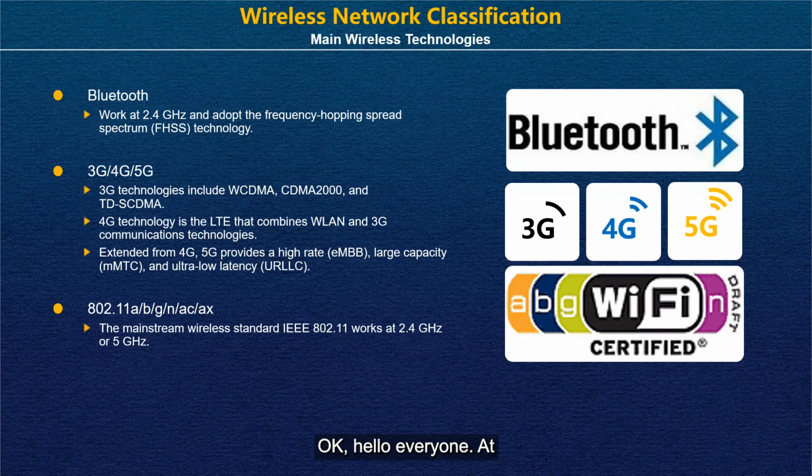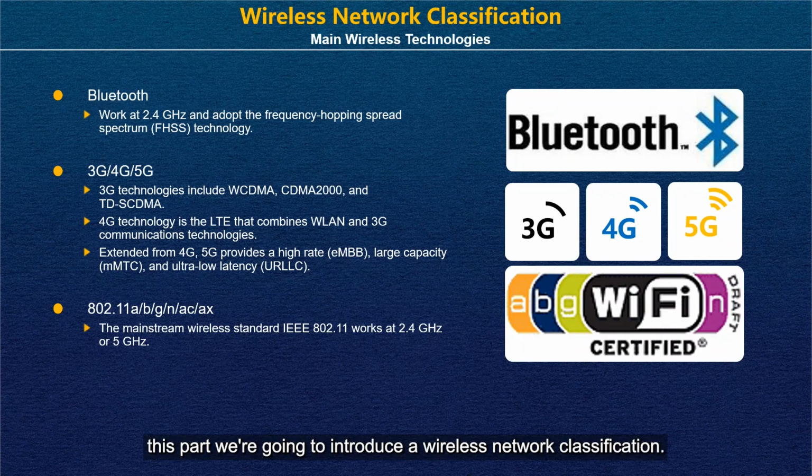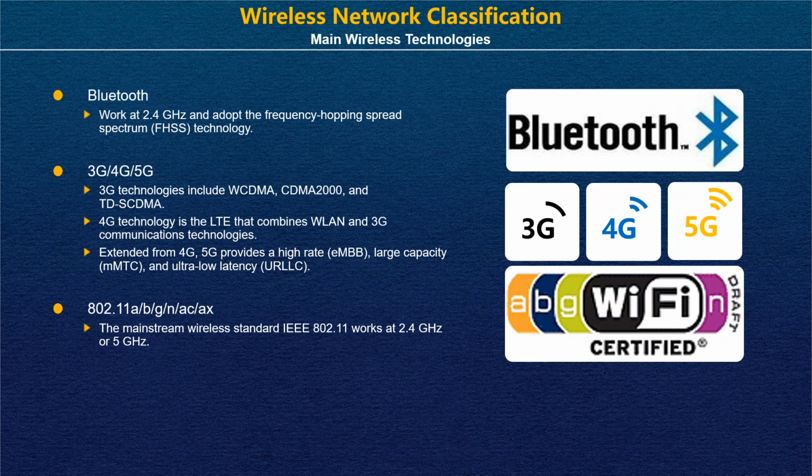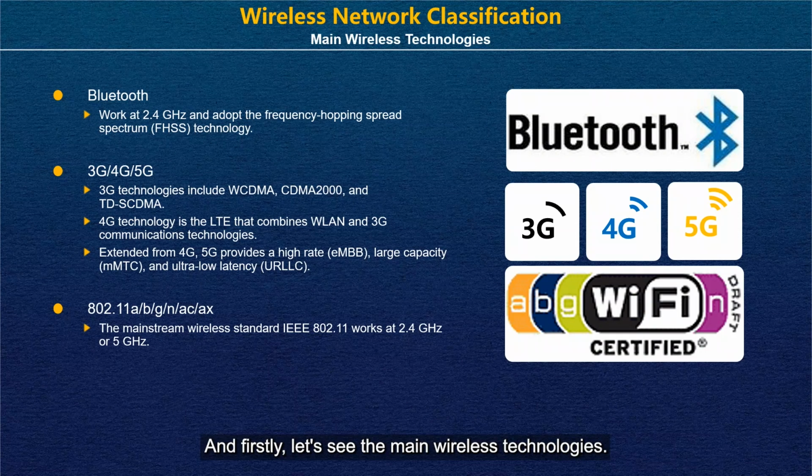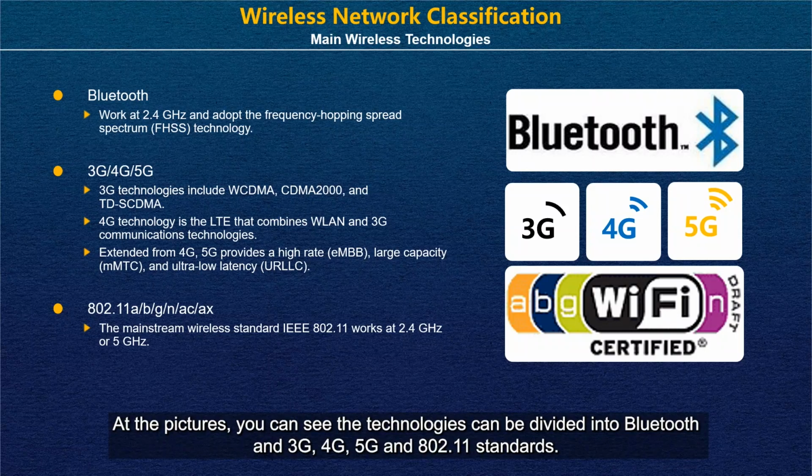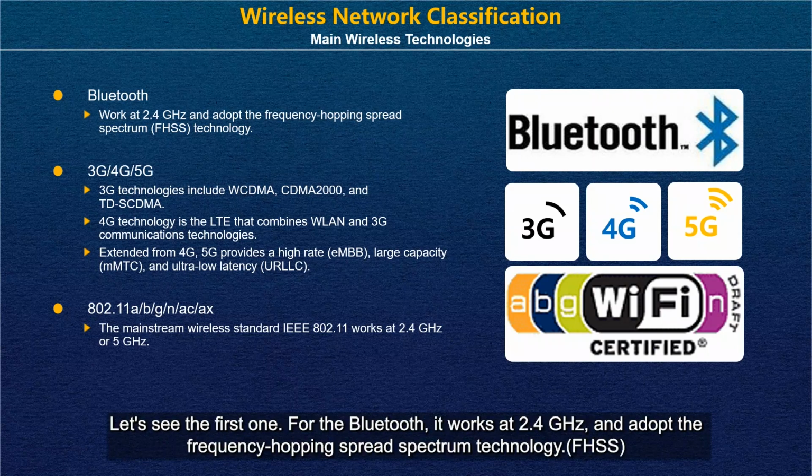Hello everyone. At this part, we are going to introduce the wireless network classification. And firstly, let's see the main wireless technologies. As the picture shows, you can see the technologies can be divided into Bluetooth, 3G, 4G, 5G, and 802.11 standards. Let's see the first one.